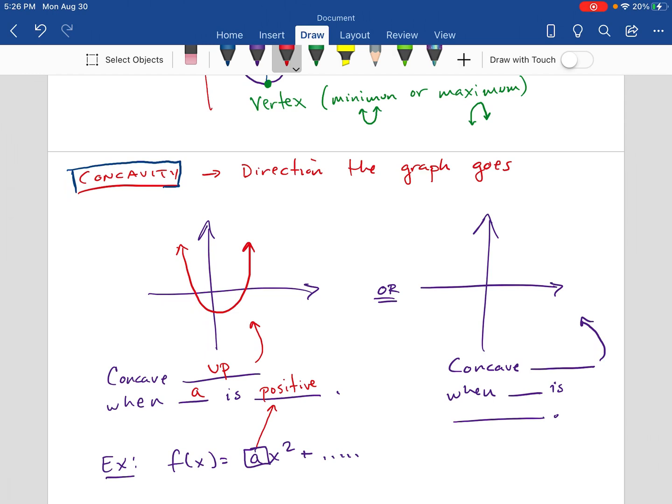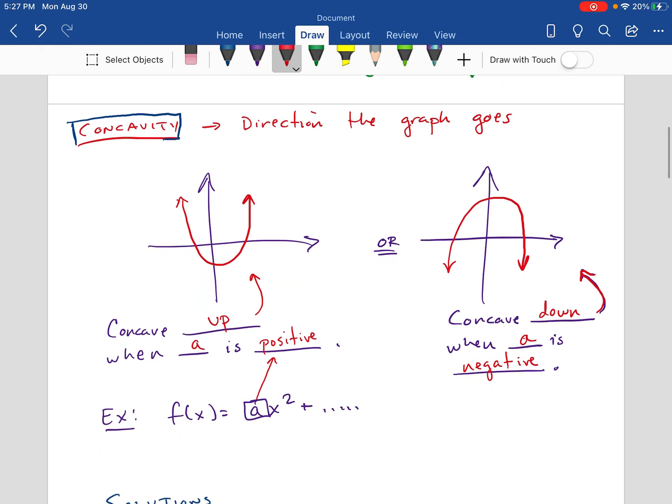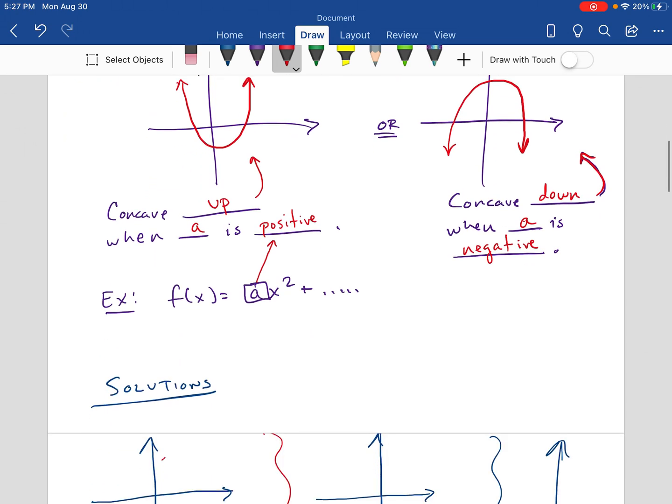On the other hand, the opposite of that is if my graph is going down. So if it's an upside down U, which might happen, that means it's concave down. So your graph is going to look like that. And that happens when a is negative. So that a term in the beginning of every equation is going to tell you whether or not your graph goes up or down. Now, that's just by observation. You're not doing any math there. You're just looking at the equation.